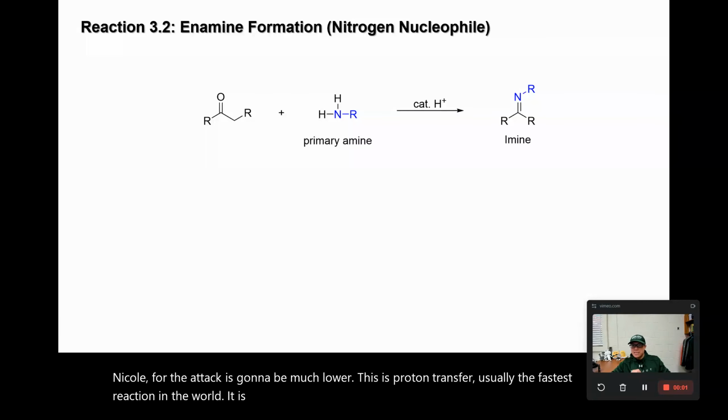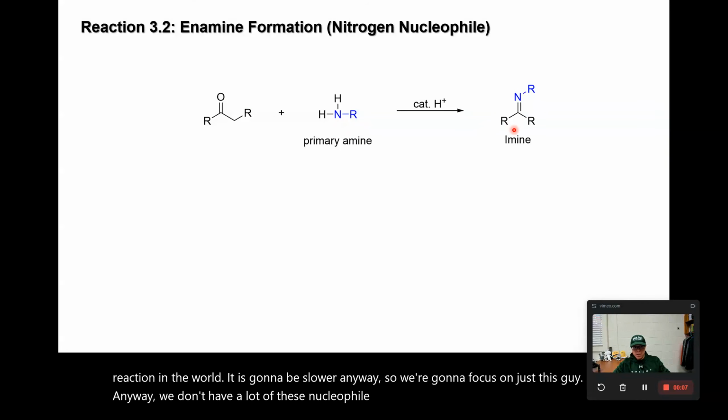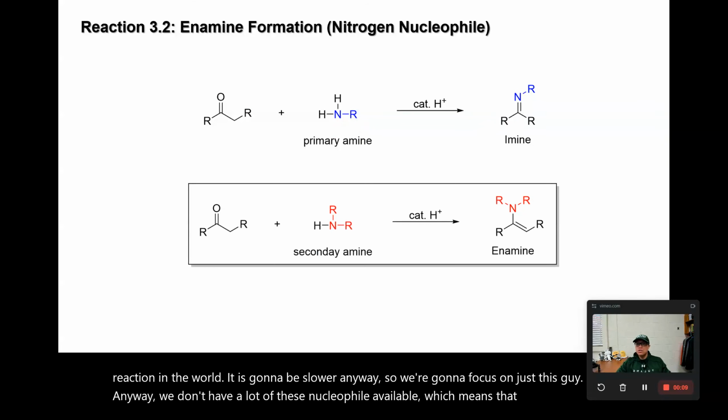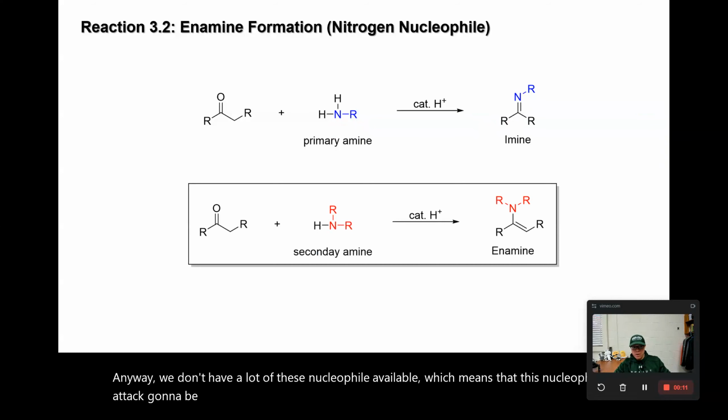Okay, so you have seen imine formation before, where an aldehyde or ketone reacts with a primary amine and you get an imine. Now we're going to focus on the reaction with secondary amines. This is a secondary amine now, I've got two alkyl groups. We're going to compare and contrast the reaction mechanism.